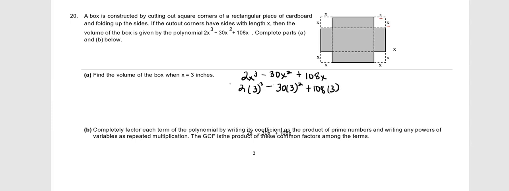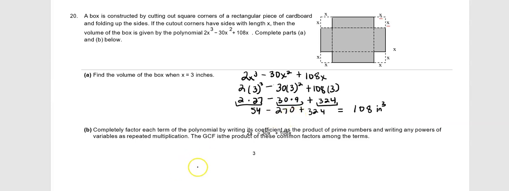And then we're going to use, of course, the basics of the order of operations. We have 2 times 3 to the third. 3 to the third is 27 minus 30 times 3 squared. And of course, 3 squared is 9. And then plus 108 times 3, which is 324. So we have 2 times 27, which is 54, minus 270 plus 324, and that equals 108 inches cubed.